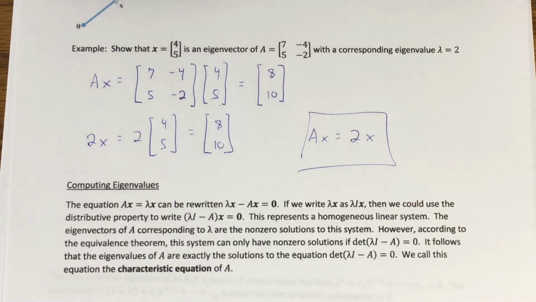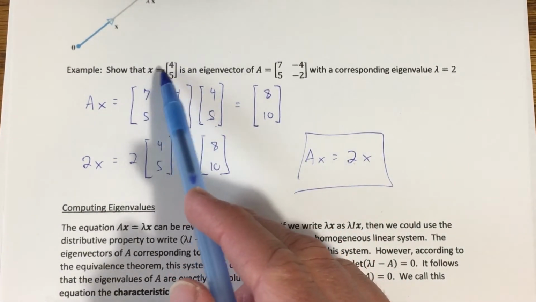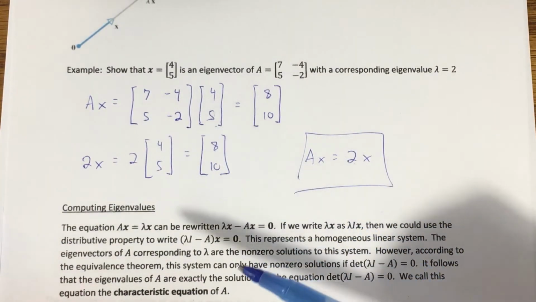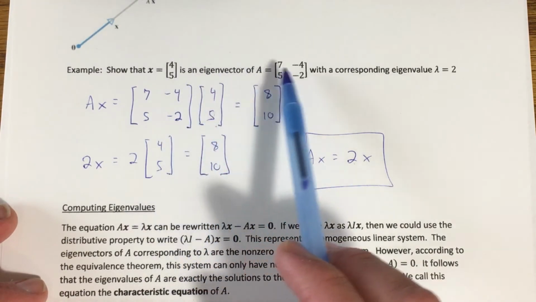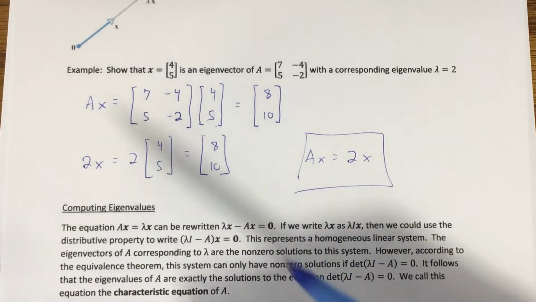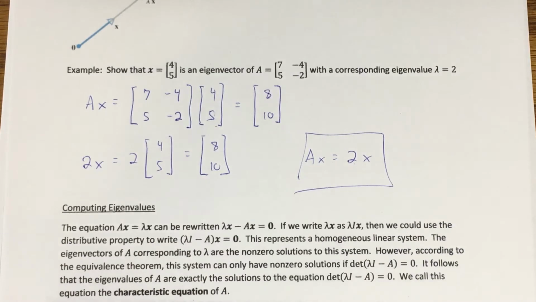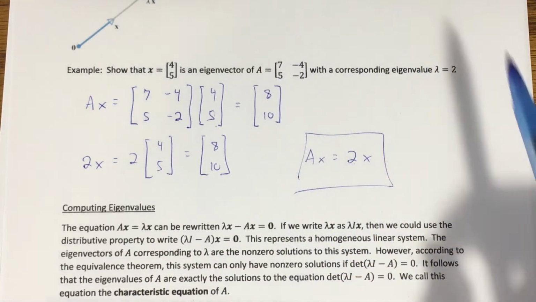One thing I want to point out as well: there's no such thing as a vector that's simply an eigenvector. I can't just say 4, 5 is an eigenvector. It's relative to a matrix. I can say that 4, 5 is an eigenvector of this matrix, but it doesn't make any sense for something to simply be an eigenvector by itself. Same thing with the term eigenvalue. There's no such thing as just an eigenvalue. It's always relative to a matrix.